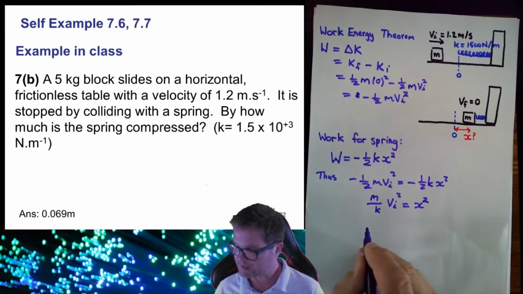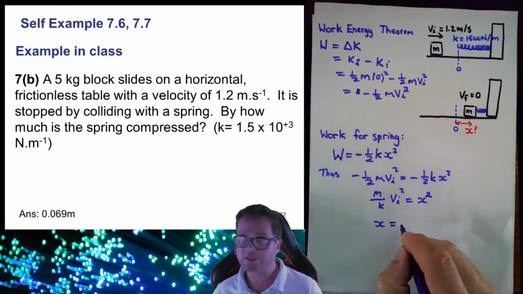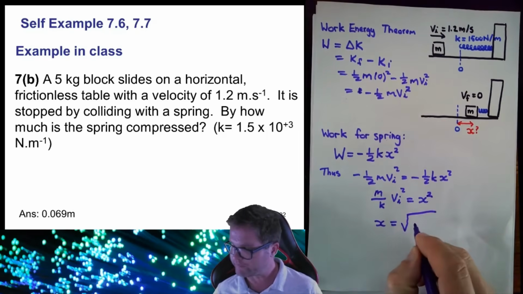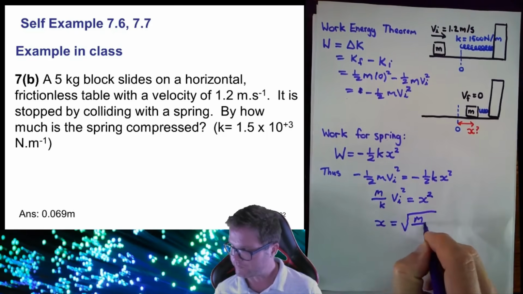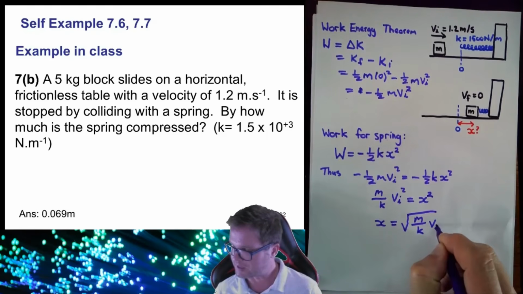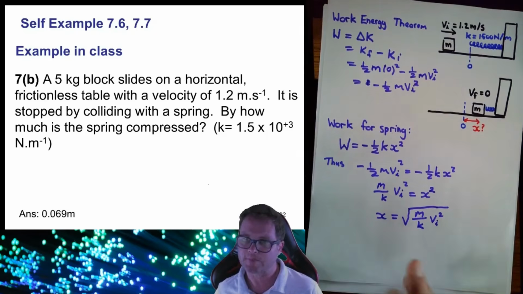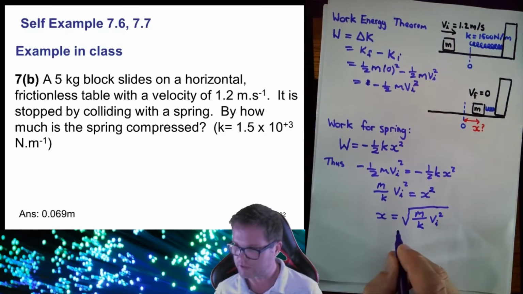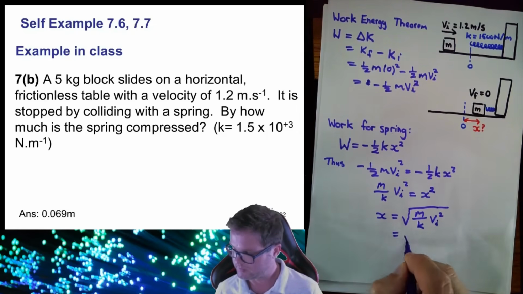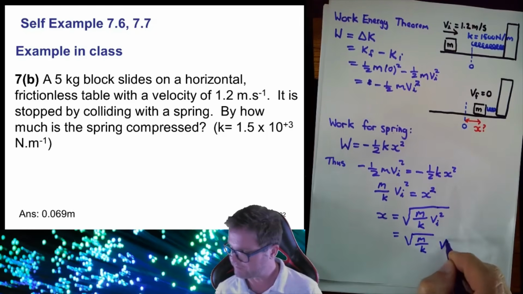So this means x is going to be equal to the square root of m over k times v squared. It's going to be the square root of everything, right? So this is going to be equal to the square root of m over k times v squared.